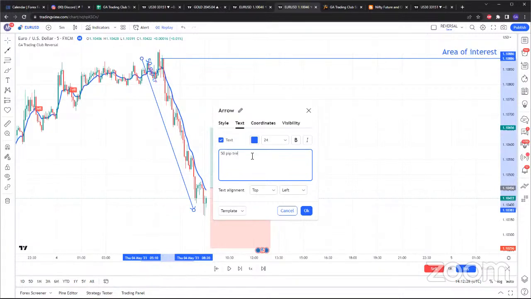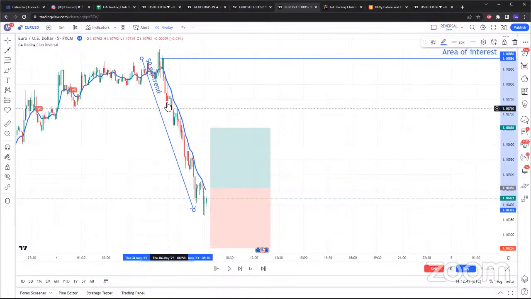A 50 pip trend. So the reason I would draw this, and for me, I just know how to trade this automatically, but I'm just showing you guys how the indicator is based off of my thought process, right? Let me also add something, right?